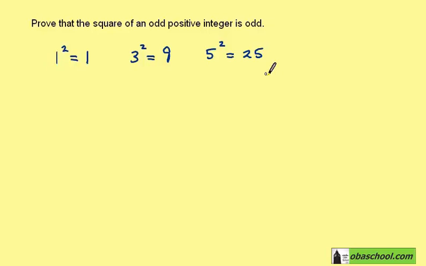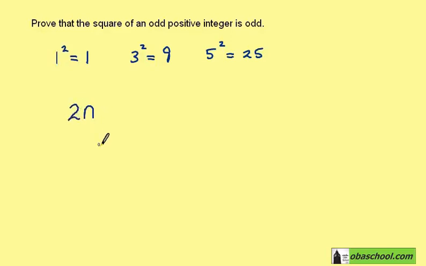However, we can't go on checking forever. 7 squared, 9 squared, 11 squared, and so on. So if we want to prove this for all odd positive integers, we're going to need to use algebra. Consider n to be a positive integer.